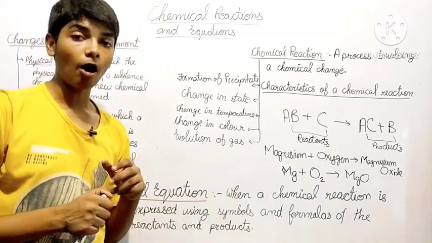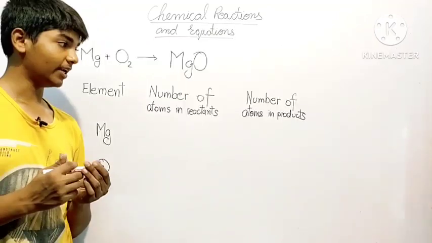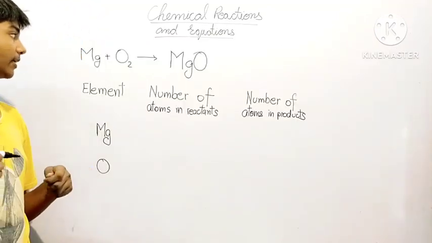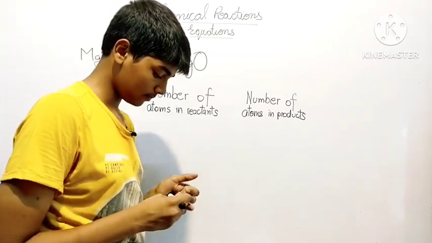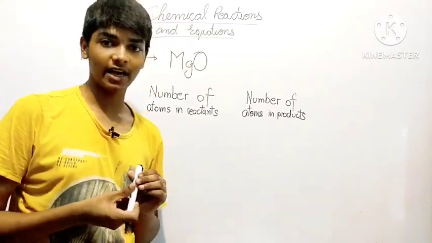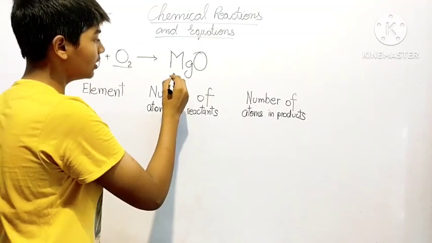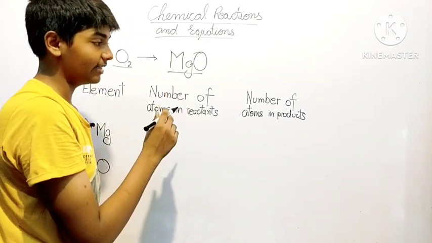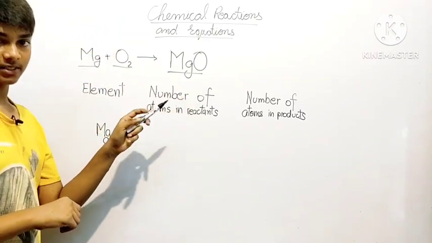Now we will look at how to balance a chemical equation. So what does balancing a chemical equation mean? Balancing a chemical equation means that the number of different atoms at the left hand side is equal to the number of different atoms at the right hand side. That is, the number of different atoms at the reactant side is equal to the number of different atoms at the product side.